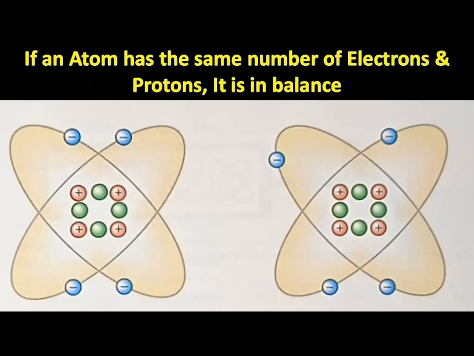If an atom has the same number of protons and electrons, the atom is in balance. Atoms always try to maintain their proper balance with the same number of electrons and protons. If an atom loses an electron, it will try to attract an electron from another atom. When an atom has more protons than electrons, it is unbalanced, and the positively charged protons will immediately attract other electrons from another atom.